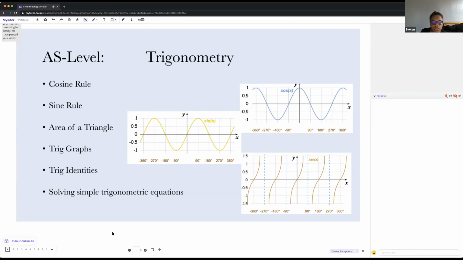So really, the only new topics in AS level trigonometry are the last two. Everything else you've already done at GCSE. The only difference with those topics that you've already seen at GCSE is the way they ask the question. So as we can see on the right, before I move on, these are the different trig graphs. So you've got the sine graph in yellow, cosine graph in blue, and the tan in orange.